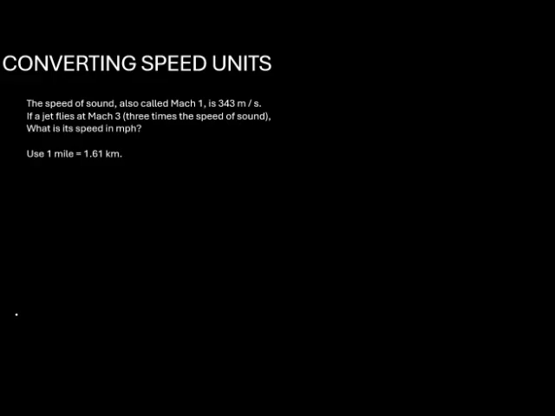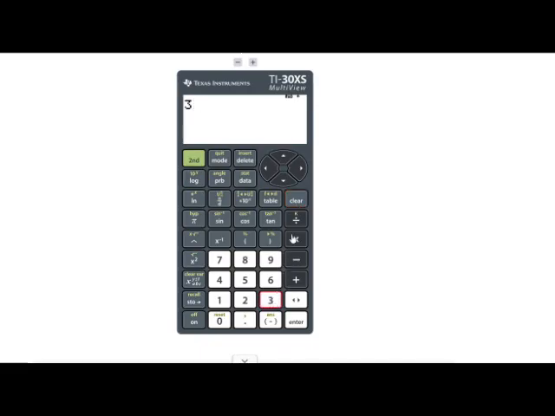Let's first take into account that we're flying 3 times the speed I've indicated here. So begin by taking 3 times 343 meters per second. Let's go to the calculator first. We enter 3 multiply 343, and when we press enter, our speed will be 1,029 meters per second.